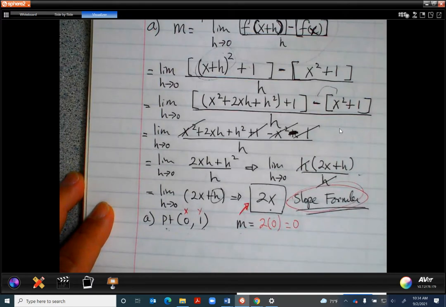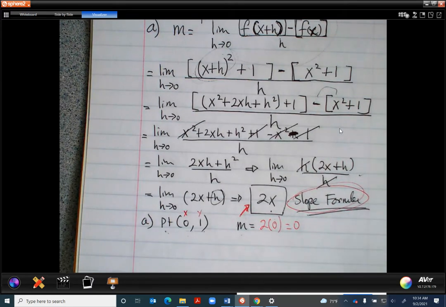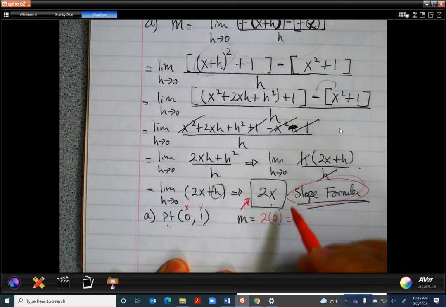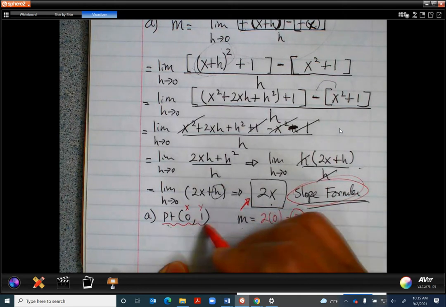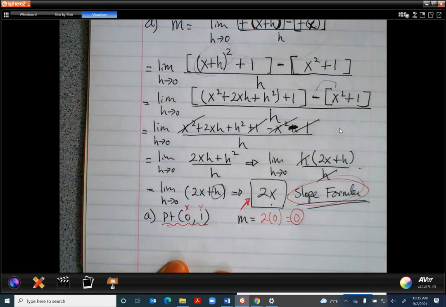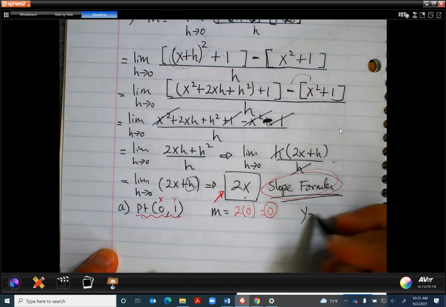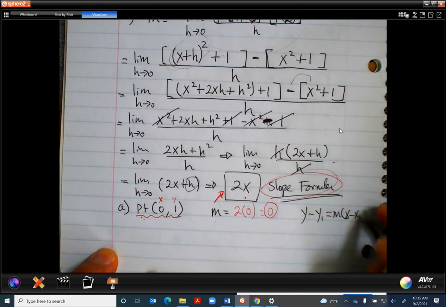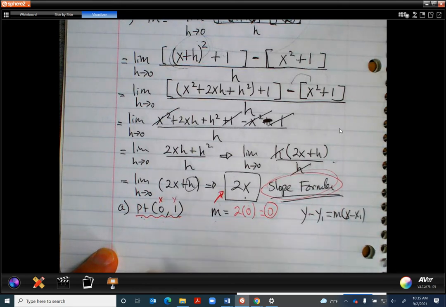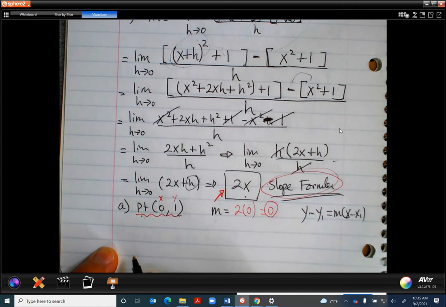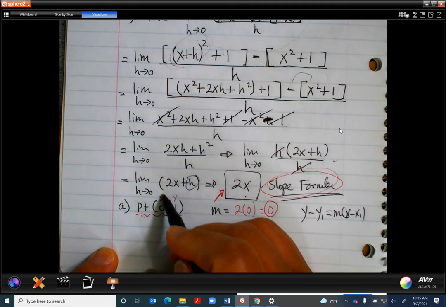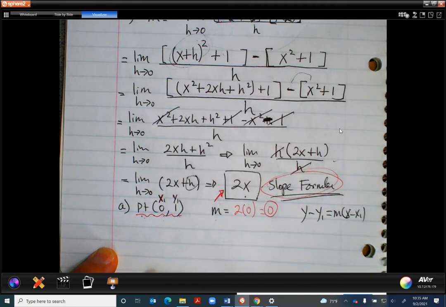So it matches. We still need to find the equation of that line, right? We're not done yet. So how do I find the equation of the line when you have a slope of 0 and a point of (0, 1)? Remember at the beginning of the class, I said we must use what formula? y minus y1 is equal to m times x minus x1. Which one is x1 and y1? Your ordered pair is your x1 and y1. So let's go ahead and plug it in.